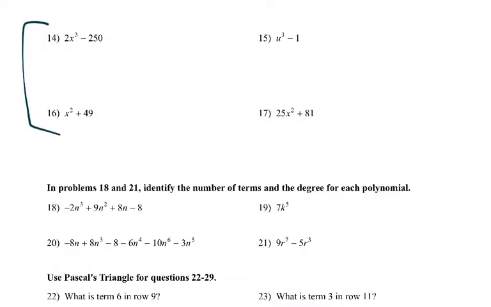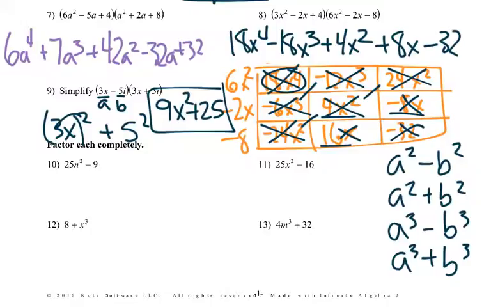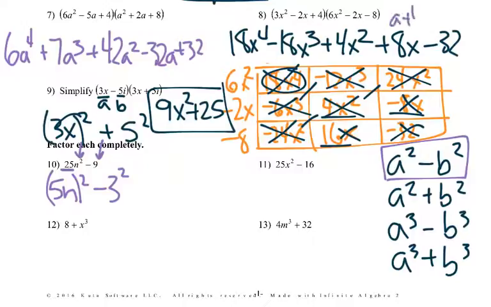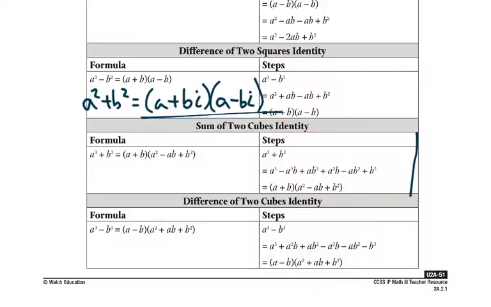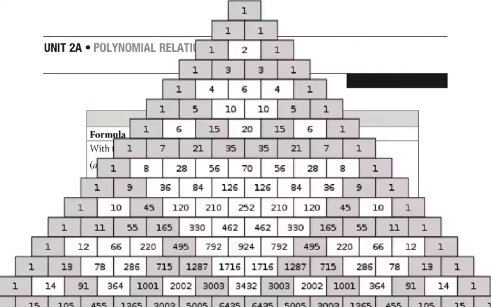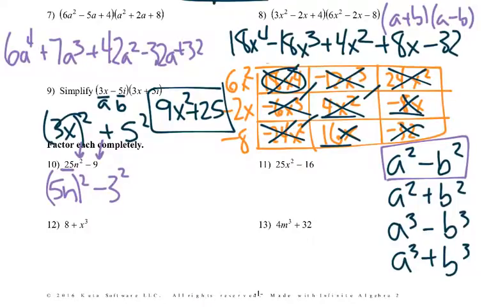Okay, so the first key is noticing what the variable is. So this is n squared, so 25 is what squared? Oh, it's 5 squared. So I've got 5n squared. 9 is what squared? 3 squared. So the pattern for these guys is that you just go a plus b times a minus b. Okay, if we go back to the pattern, that's what we got going on here. So I go 5n plus 3 times 5n minus 3, and I'm done with that one.